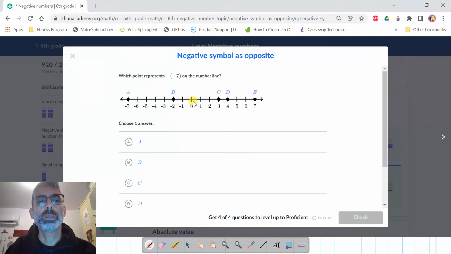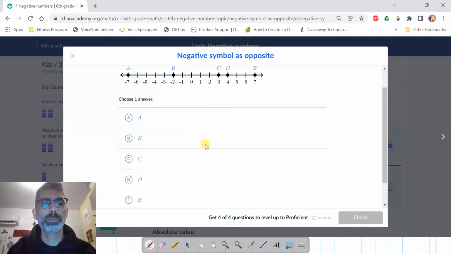So the opposite is here, 7 tick marks to the right of the 0. So the opposite of negative 7 is 7, which is point E.